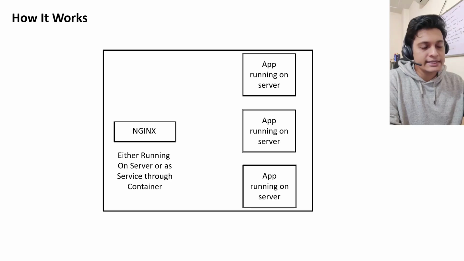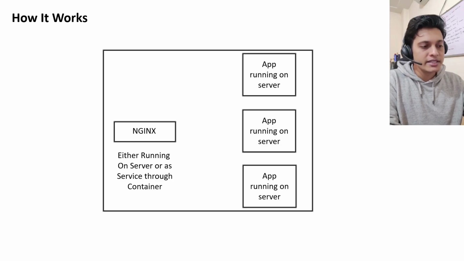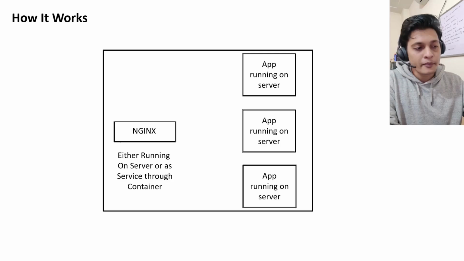So it is the cluster. Inside this cluster, you have three servers where your app is running, and you have the Nginx in the same cluster, like in the same network. You have the Nginx and you have the application running on multiple servers. It is the same application; you just scaled it. And right now, this Nginx can be running on a server or as a service through a container. So how are you going to run this Nginx?